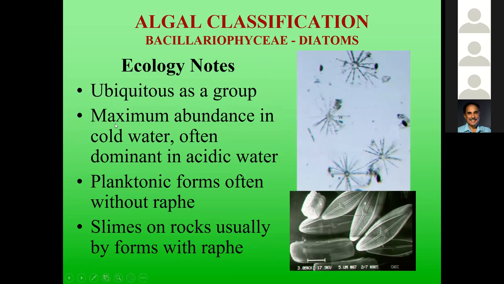All right, Eunotioids, again, ubiquitous as a group. They're everywhere. They tend to hit their maximum abundance in colder water. They're often dominant in acidic water. The planktonic forms usually don't have a raphe, and the slimes on rocks that you slip on fishing are often the forms that have a raphe to create that.